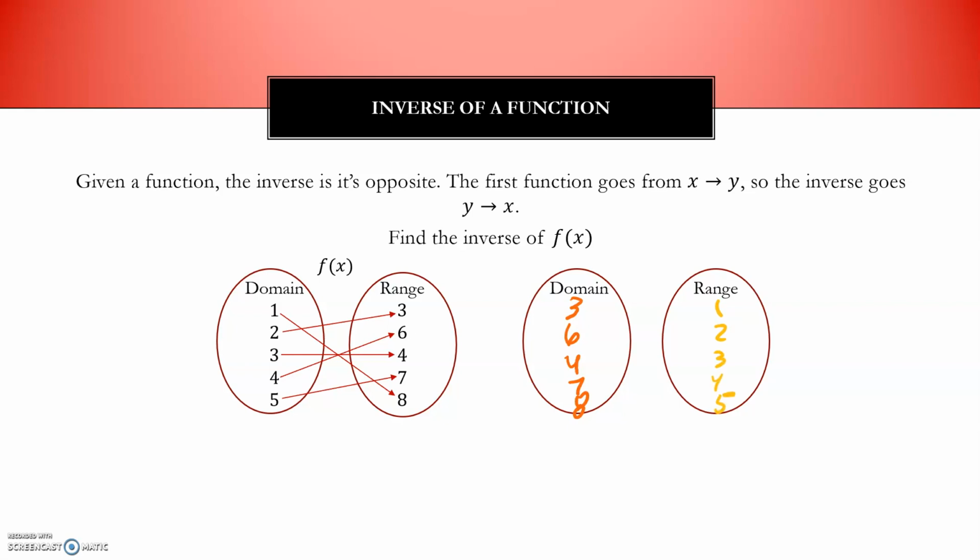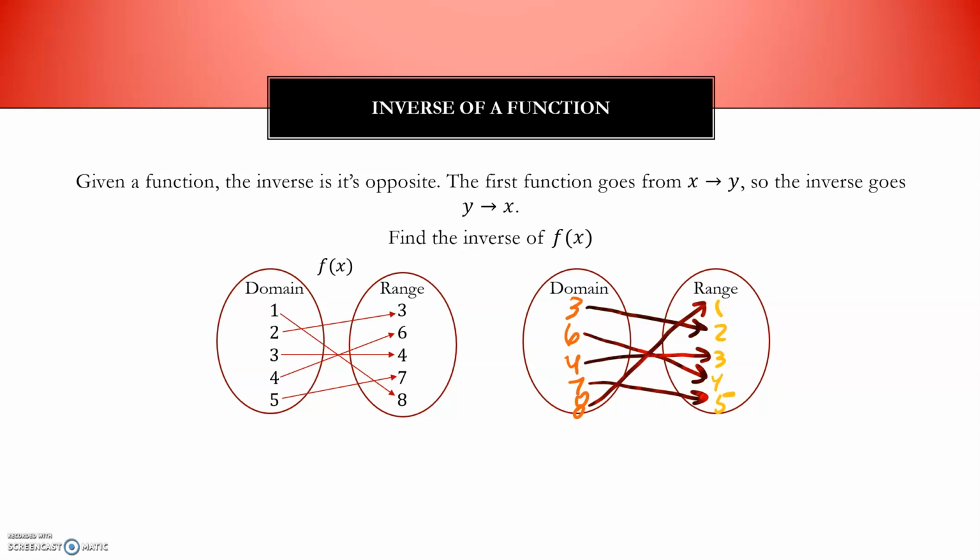The pairings are the same. So 3 would go with 2. I'm going backwards. 6 would go with 4. 4 would go with 3. 7 would go with 5. And 8 would go with 1.